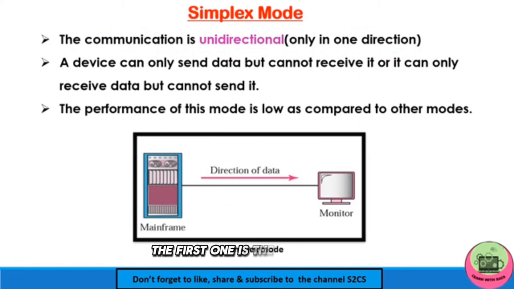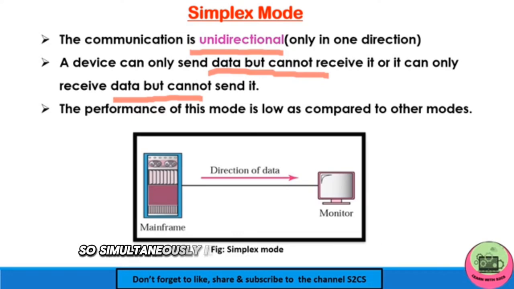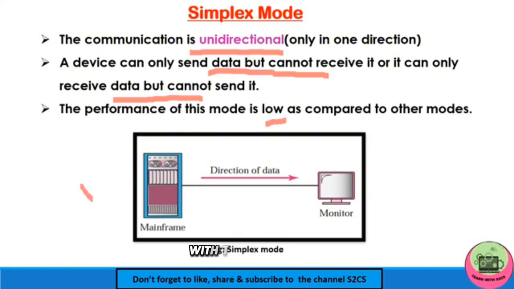The first one is the simplex mode. Here the communication is unidirectional. That means only in one direction. A device can only send data but cannot receive, or it can receive data but cannot send. So simultaneously it cannot send and receive the data. Either it can send the data or it can receive the data. Clear? So the performance of this mode is low as compared to other modes. With this figure also you will be able to understand what the simplex mode is about.